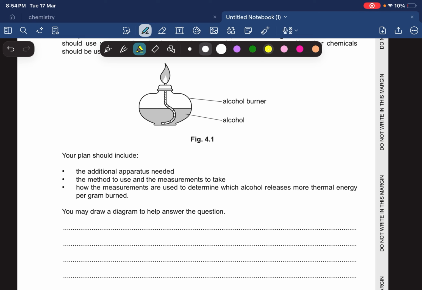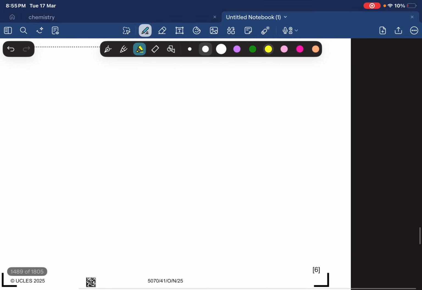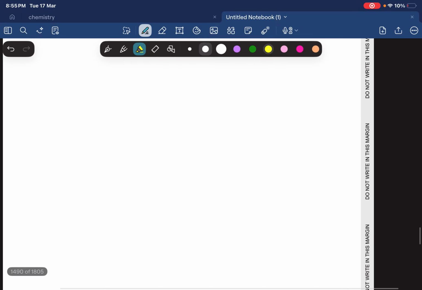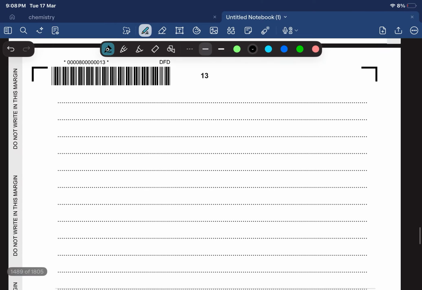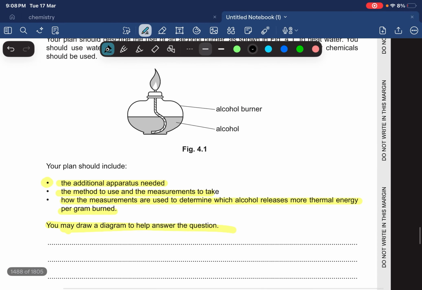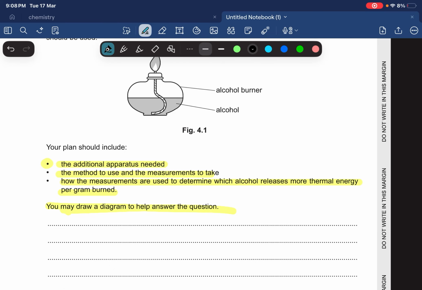Basically, your mark schemes are based on these 3 points. If you address the 3 points, the apparatus, the method, and the way you're going to determine it, you're going to get your marks. You may draw a diagram to help answer your question. I am definitely going to draw a diagram, because if I don't draw a diagram for the experiments, I don't get what's happening. So I'm going to draw a diagram, then show you how I've planned it. Realize a very important phrase over here: the temperature change per gram.